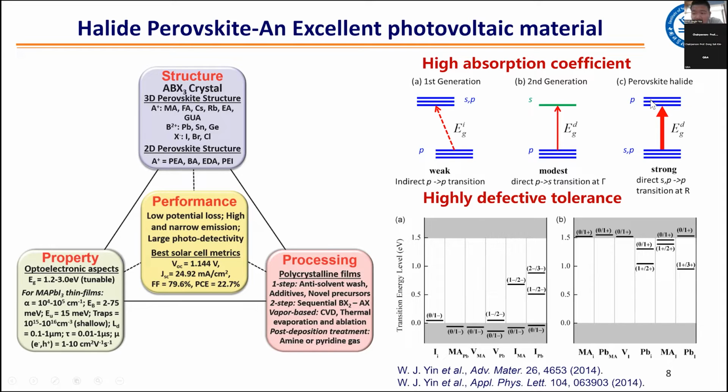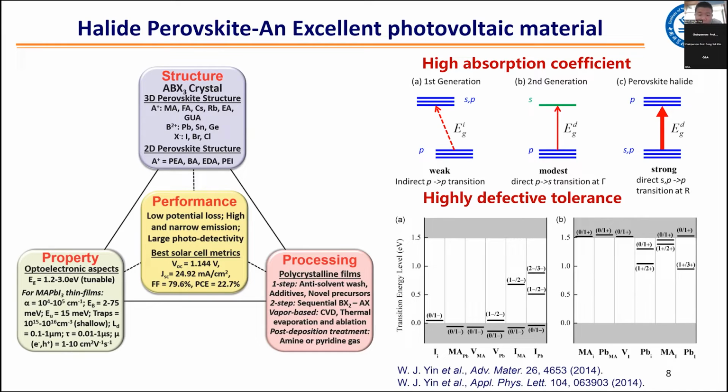Perovskite material is very unique, and there is some strong optical coupling. So the density of states in the conduction band and the valence band is very high, and the absorption coefficient is very high. We need less than 1 micrometer to absorb all the light in its band gap region. Another advantage of these materials is high defect tolerance.